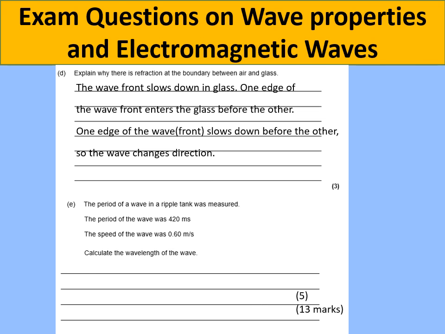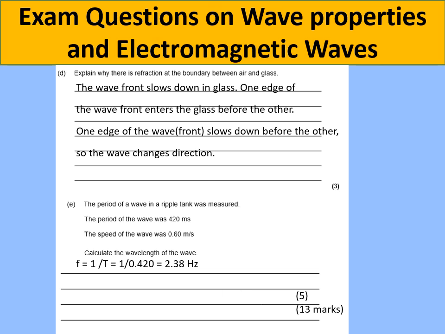So the next question is part D: explain why there is refraction at the boundary between air and glass. We can say that the wavefront slows down in glass. One edge of the wavefront enters the glass before the other, as we can see from the previous diagram. One edge of the wavefront slows down before the other, so the wave changes direction. So that's 3 marks there.